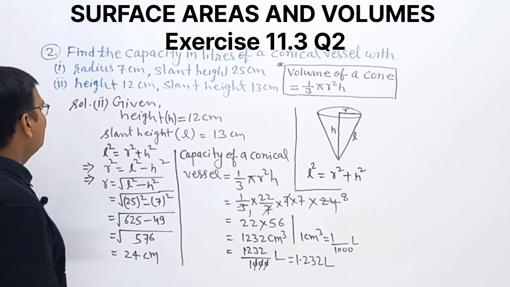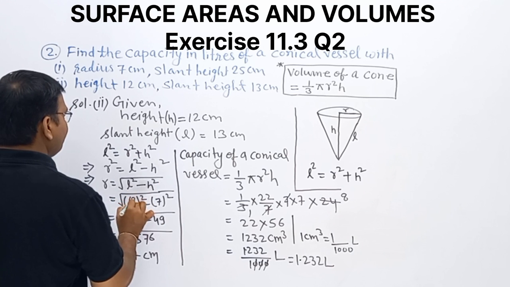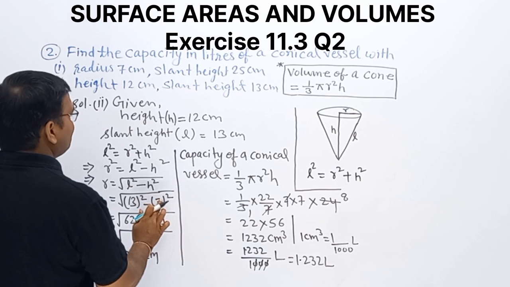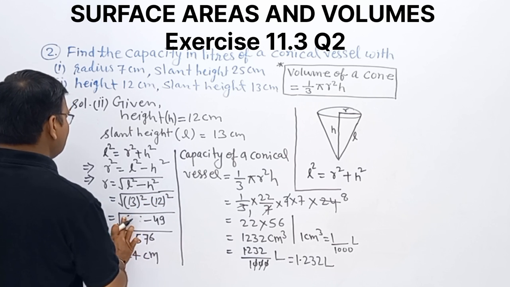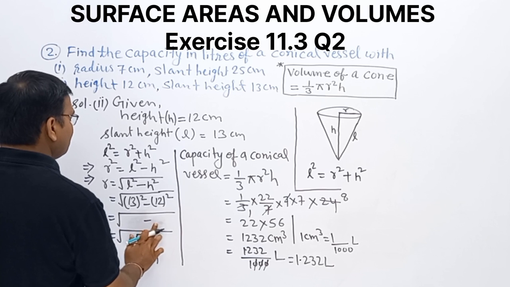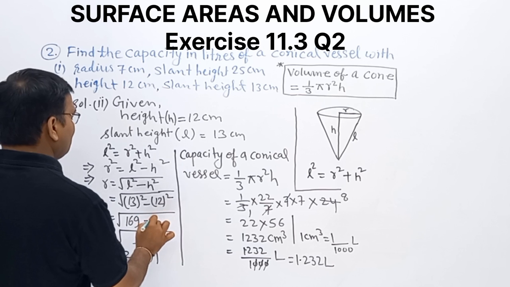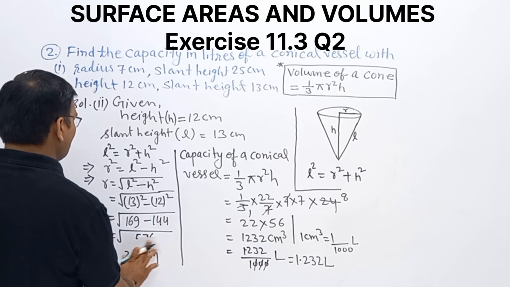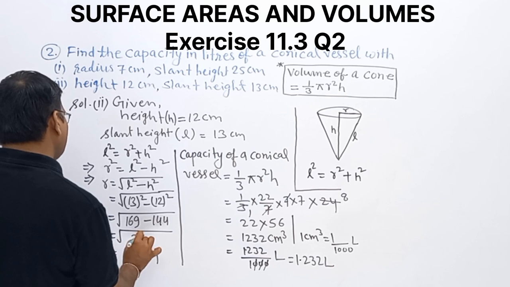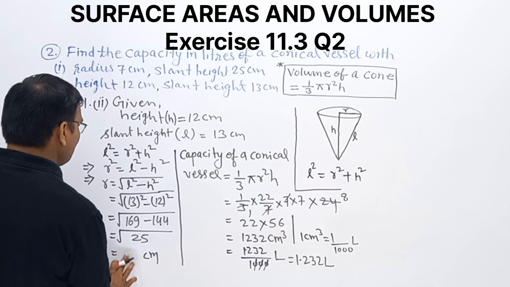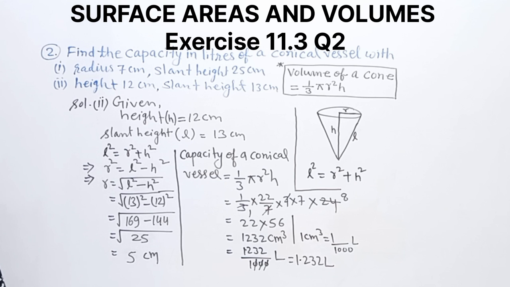Same, L equal to, L is value 13. L equal to what? 13. And h is what? 12. Solve this one. 13 square will be 169, and 12 square is 144. Solve this one. What are we getting? 25, and its square root is what? 5 centimeter. So radius is what we are getting.